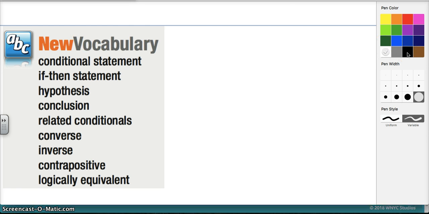Basically, when we talk about a conditional statement, what we're talking about is any statement that we can write in an if-then way. If you think about a conditional statement, you're thinking about pretty much everything your parents say. If you want to get this, you have to do that, right? Or if you cleaned up your room, then this would happen. So a conditional statement is any statement that can be written in an if-then form.